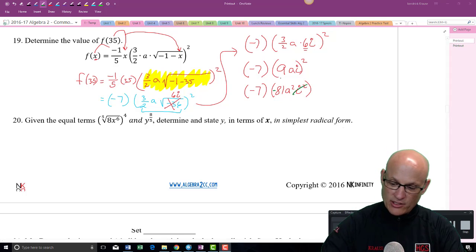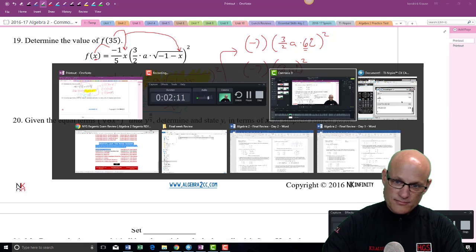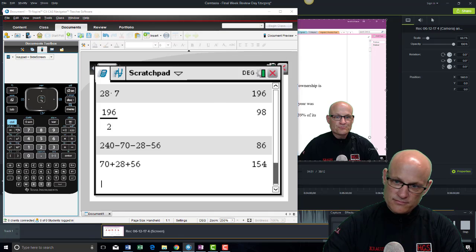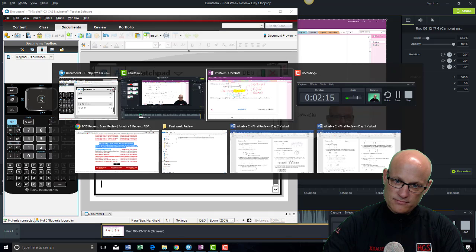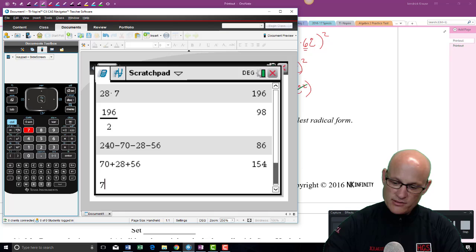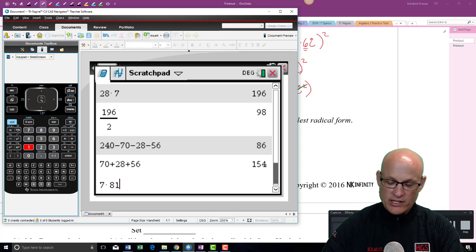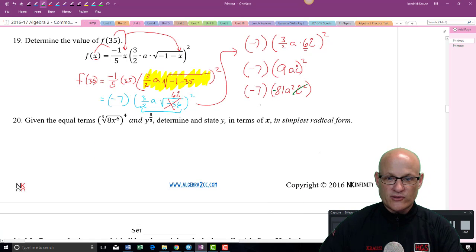Now I got to go to my calculator. Seven times 81. I'm not going to bother with the negatives because they're both negative. 567 a squared. How'd you do?